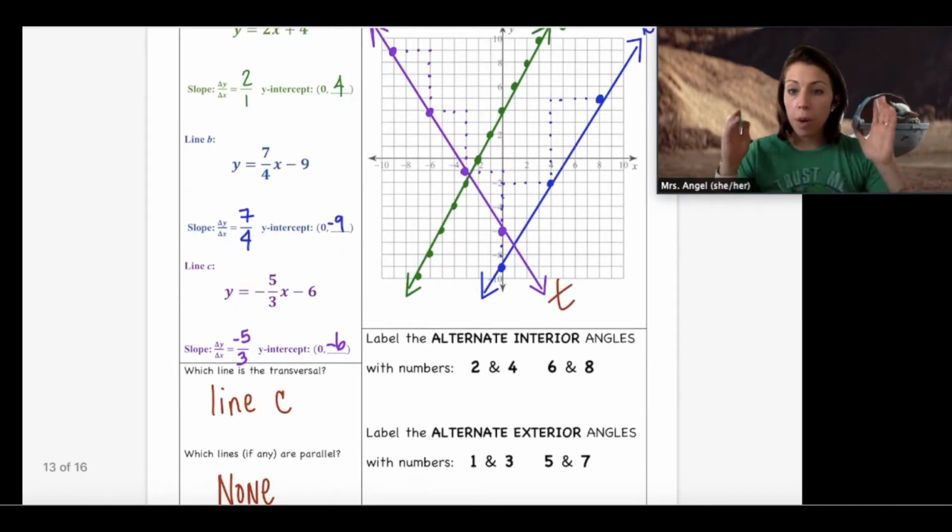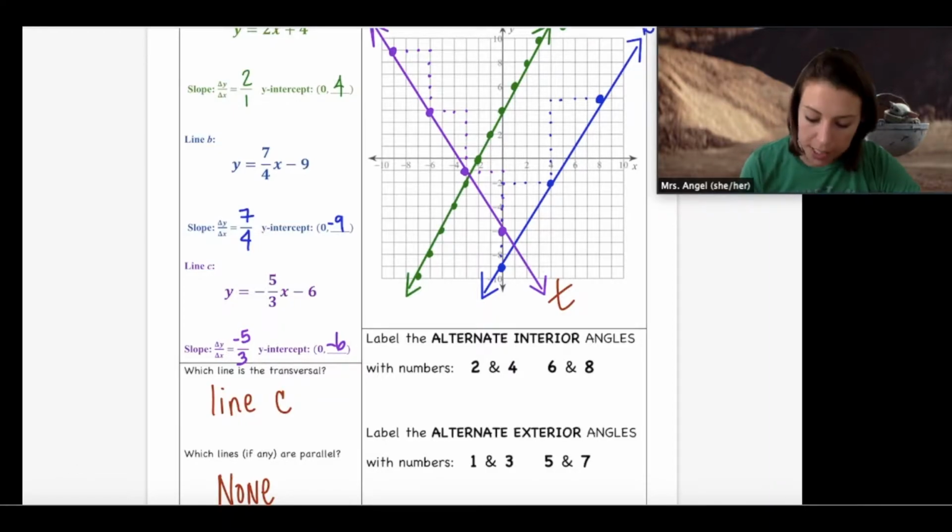So now that we have our bridge going through our river, it looks like we're labeling the alternate interior angles with numbers 2 and 4, 6 and 8, and alternate exterior angles 1 and 3, 5 and 7. Okay. So let's see here. I'm going to start with the alternate interior. I'm going to place 2 right there. That looks like a good spot for angle 2. Angle 4 would be right there. And then the next ones are angles 6 and 8. So I'll put 6 right there and 8 right there. So we now have our alternate interior angles labeled.